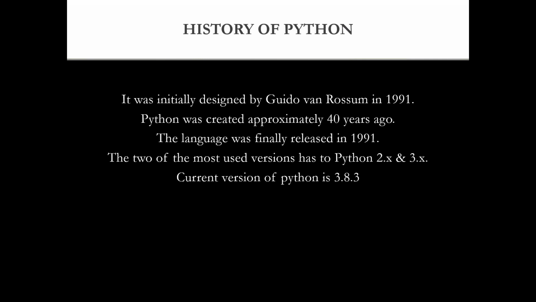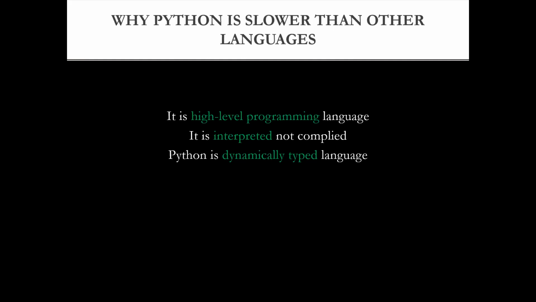So coming to the next part, you might have a question: like I said, it's a bit slower than other languages, so why is it still popular? If other languages are faster than Python, then why are we still preferring it? Before answering that question, let me tell you the parameters that are affecting the speed and performance of Python. So these are the parameters.